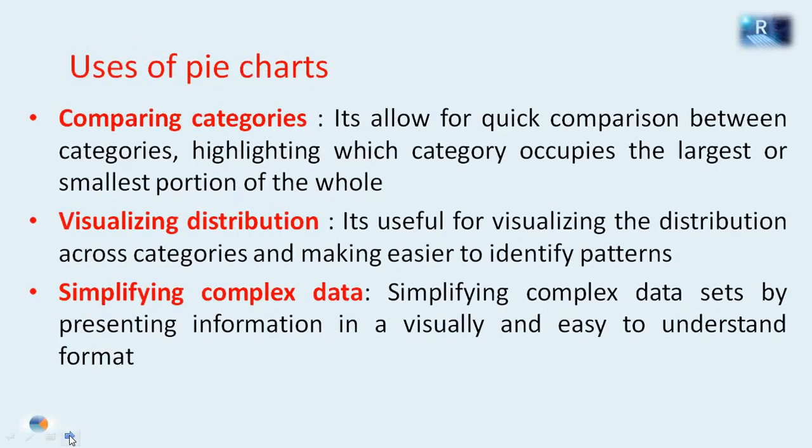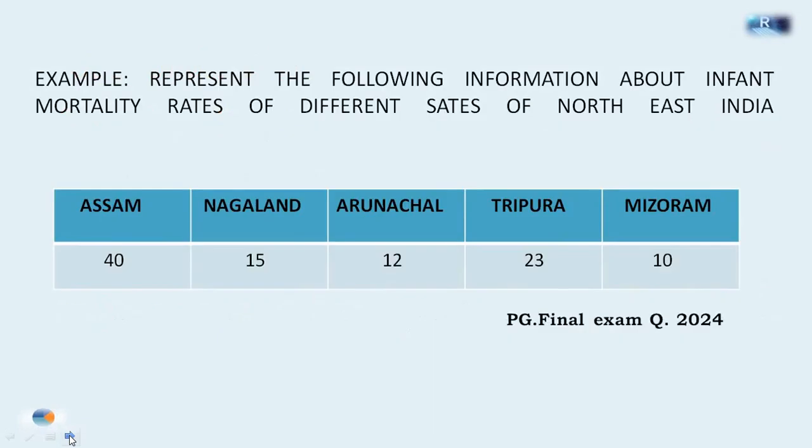Now, uses of pie chart. Comparing categories: it allows for quick comparison between categories, highlighting which category occupies the largest or the smallest portion of the whole. Visualizing the distribution: it is useful for visualizing the distribution across the categories and makes it easier to identify the pattern. Simplifying complex data: simplifying the complex data set by representing the information in a visual and easy to understand format. Here we have taken data of infant mortality rates of different states of Northeast India.